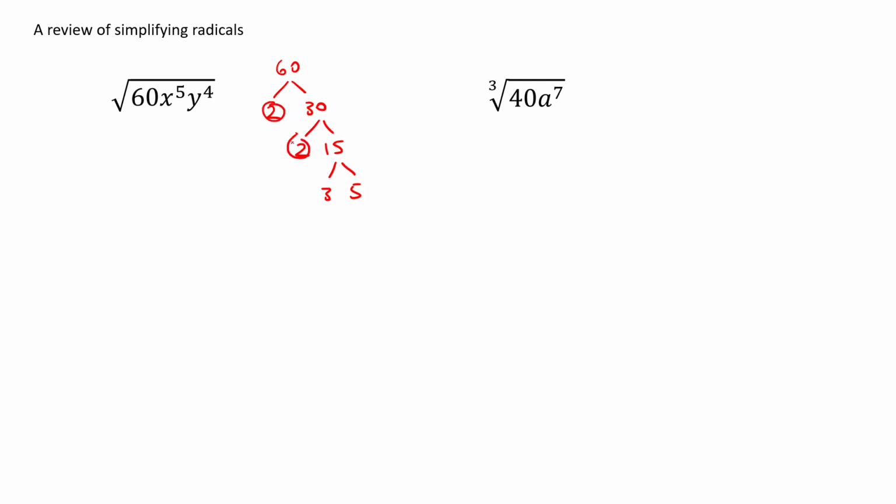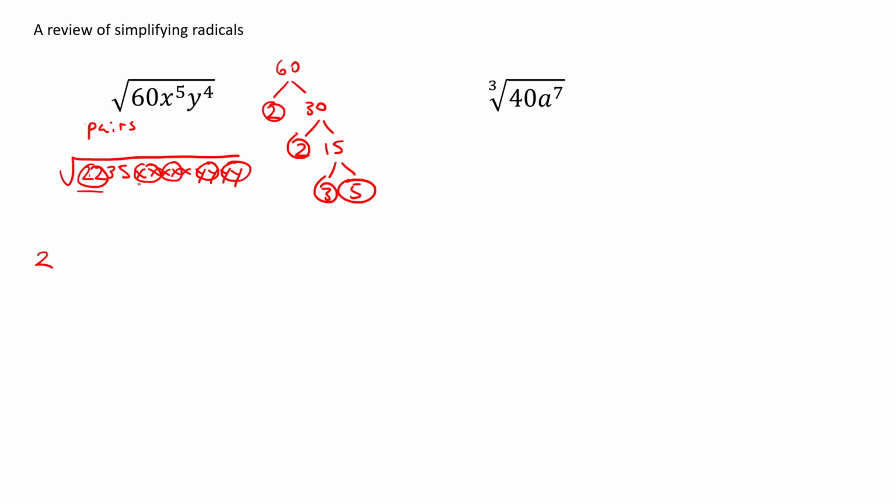So in this case, 2 times 2 times 3 times 5. And we're going to write this out. 2, 2, 3, 5, and then expand your variable, or variables in this case. And if it's a square root, we're going to do pairs. Okay, so we have a pair of 2's, and a pair of x's, and 2 pairs of y's. For everything that you circled, you put 1 copy on the outside.